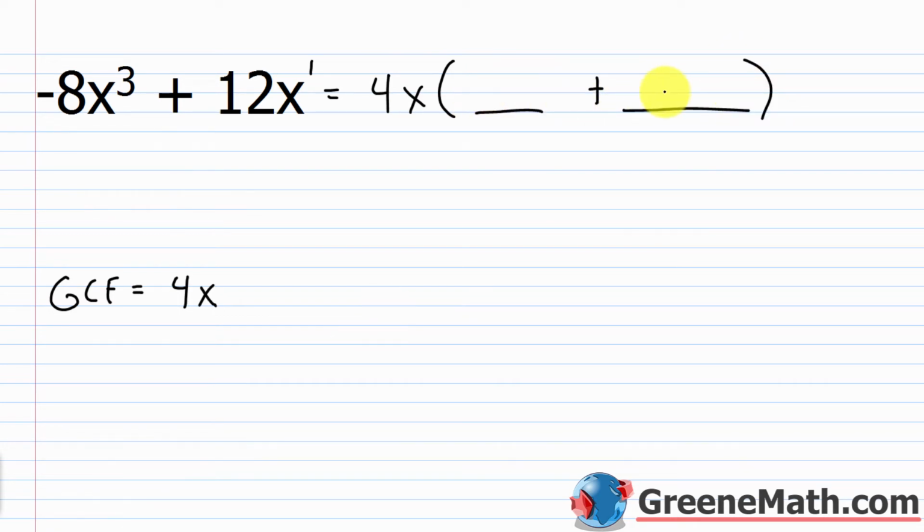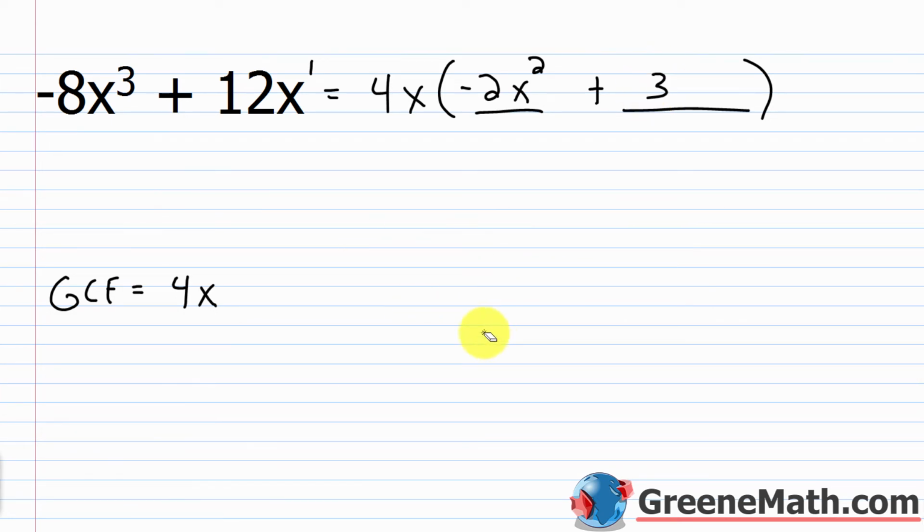What goes here and here? Let's just use division. So if I had negative 8x cubed divided by 4x, negative 8 divided by 4 is negative 2. And then x cubed over x is x squared. Okay, and with that, next let's use 12x. And let's divide that by 4x. We know that 12 over 4 is 3. X over x is 1. So this is a 3 here.